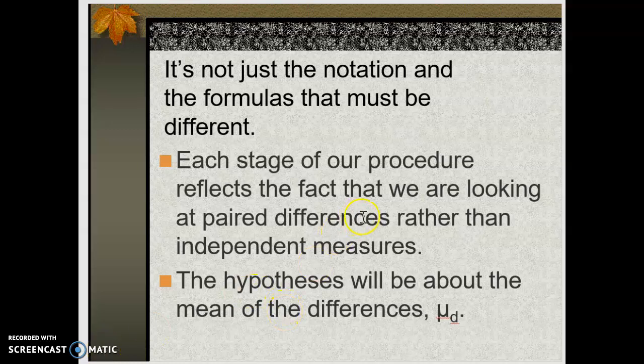Each stage of the procedure reflects the fact that we are looking at paired differences rather than independent measures. So, without the independence, there are some rules that change along the way. First of all, the hypothesis is about the mean of the differences. So take a look at this notation. We get the mean symbol, and then sub D, meaning it's the difference. So we would have already, row by row, calculated, say, y sub 1 minus y sub 2 for row 1, and done the same thing for row 2, row 3, row 4. We're taking all those individual differences and averaging them.